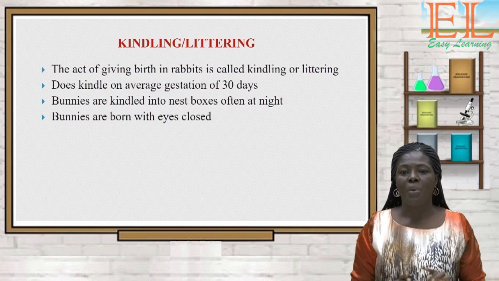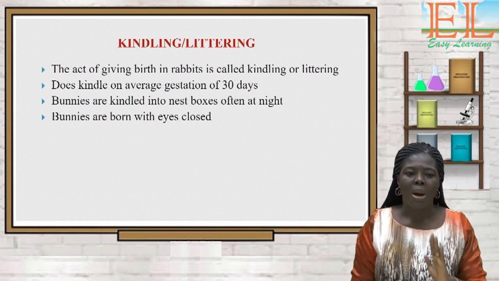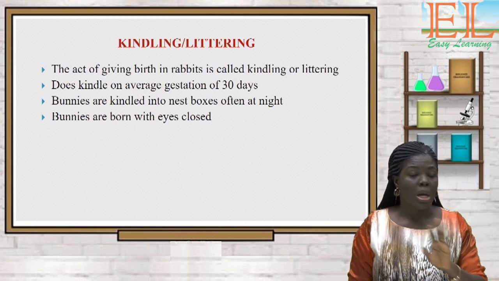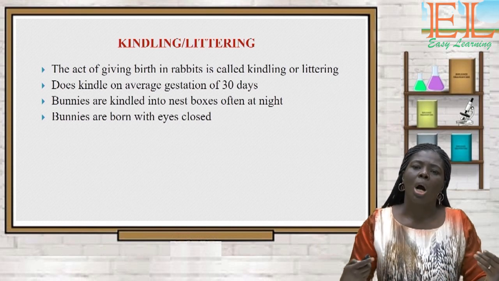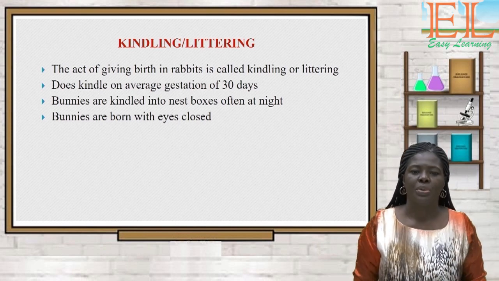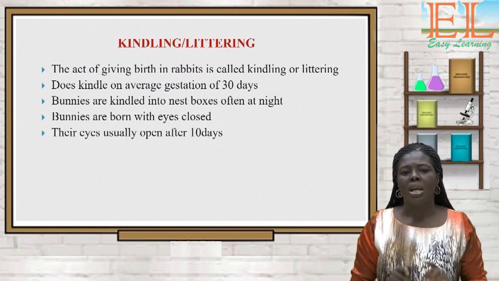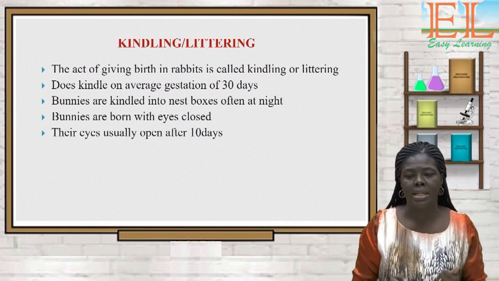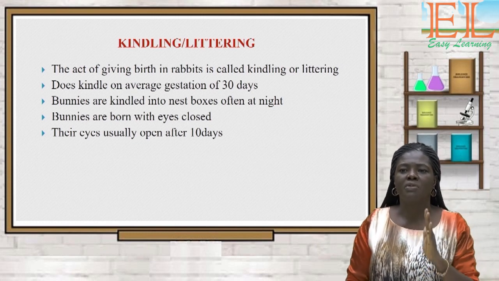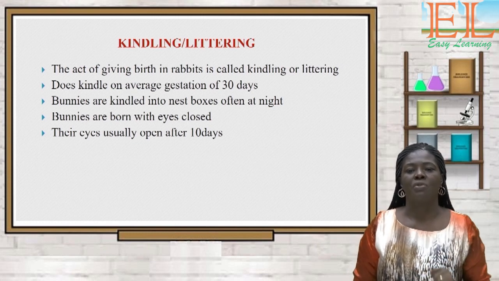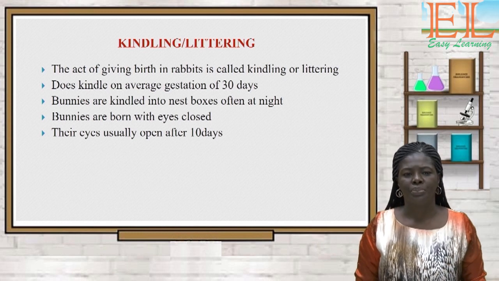Bunnies are born with eyes closed. So by the time the bunny comes, it doesn't see anything. So the mother will help the bunny to feed. They usually open their eyes after 10 days. So you start counting from the day of delivery. Up to the 10th day, you see that the eye of the bunny is now open.